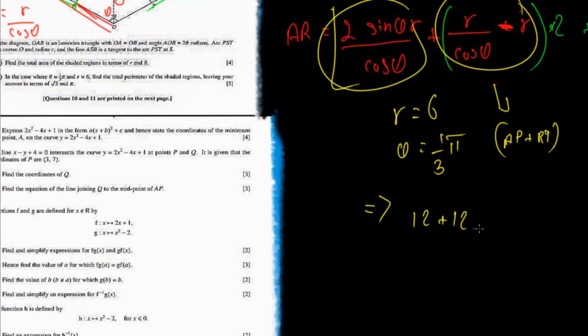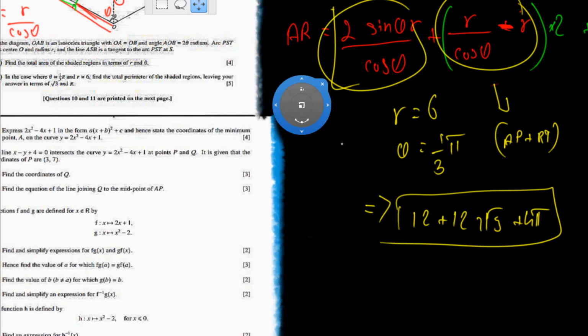This entire thing is going to give me 12 plus 12 theta plus 4 pi, which is the same. Yeah, that's it. That's your answer right there. You don't need to simplify further.